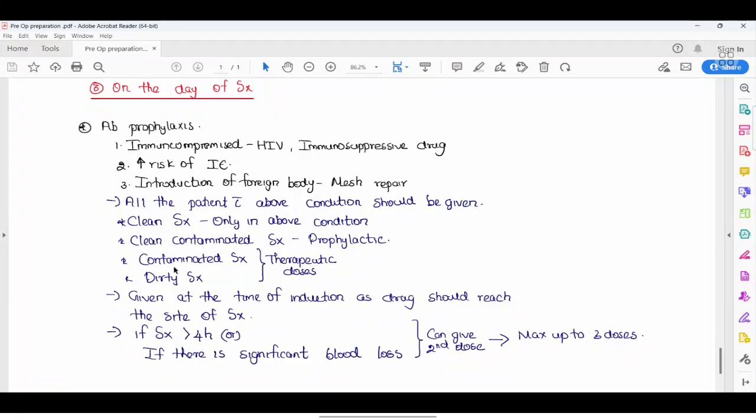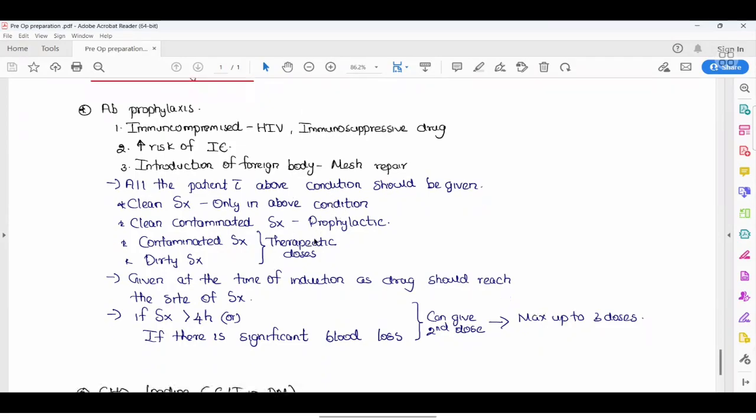And the other 2, contaminated and dirty surgery. For example, we are suspecting a bowel rupture and we are opening the abdomen, so we are considering it a dirty surgery. For that kind of surgery, dirty and contaminated, we have to start the therapeutic dose, not the prophylactic dose. If we start the therapeutic dose, even after the surgery we have to continue it for some time. It may be 5 days or 7 days. That is a difference we have to know, because they repeatedly ask this kind of question again and again. So you may see some questions on this topic as well.